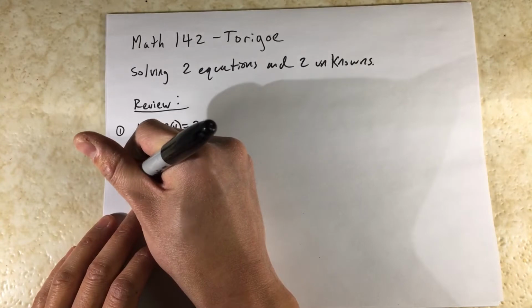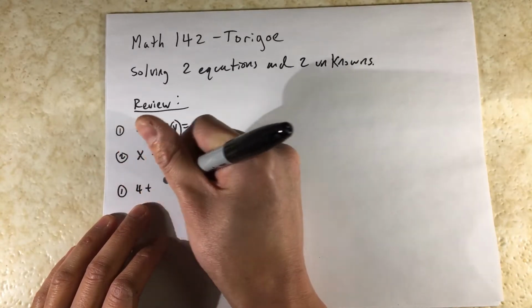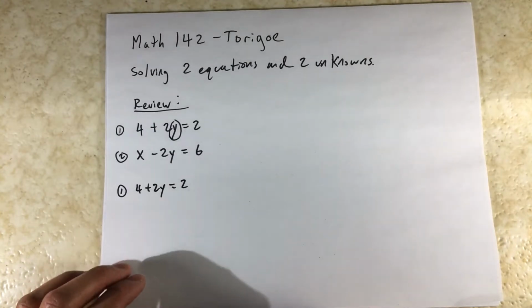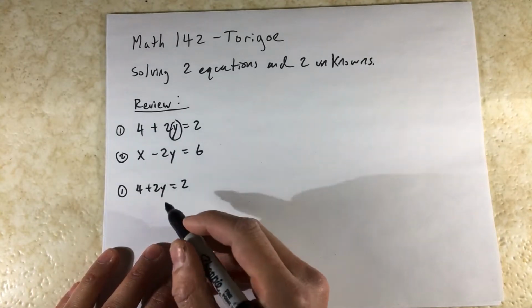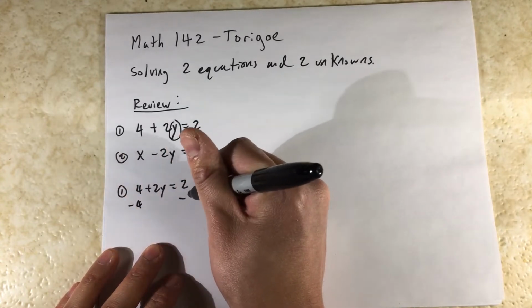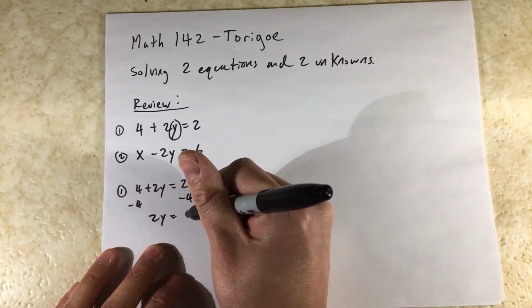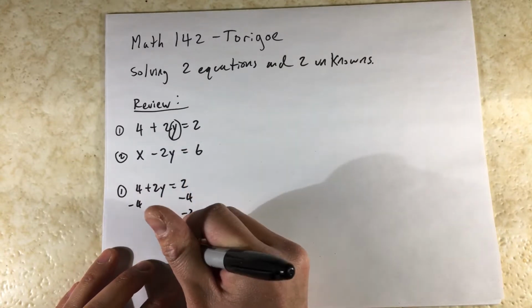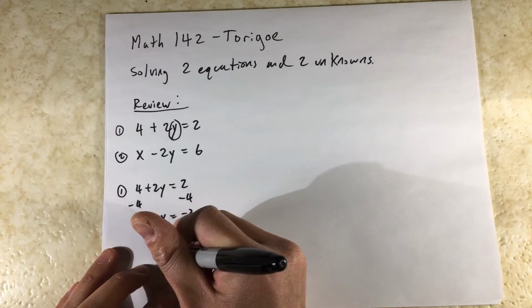So equation 1, x plus 2y is equal to 2. And what we're going to do is solve for y. First, we're going to solve for 2y by subtracting x from both sides. So we get 2y is equal to negative 2. And then we'll solve for y by dividing both sides by 2. So we get y equals negative 1.